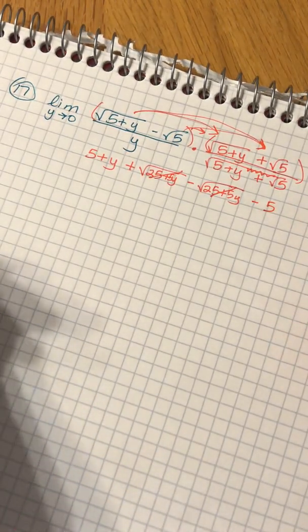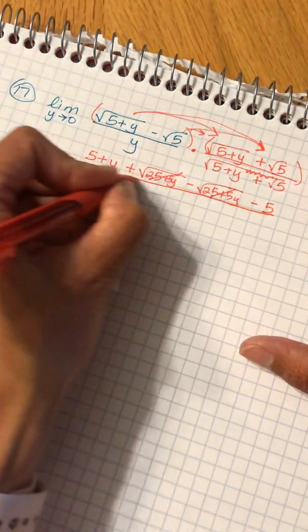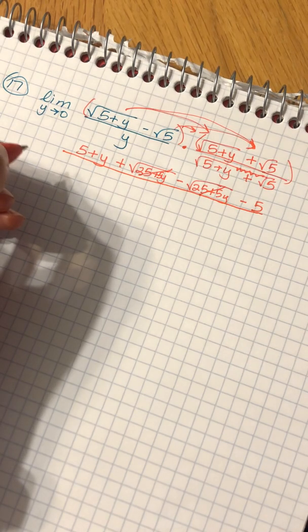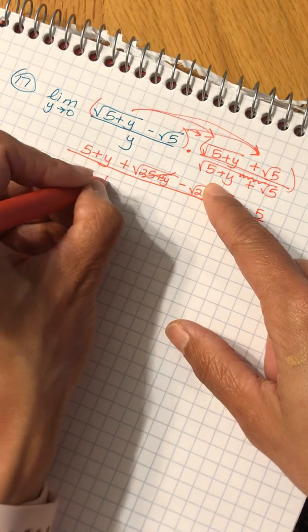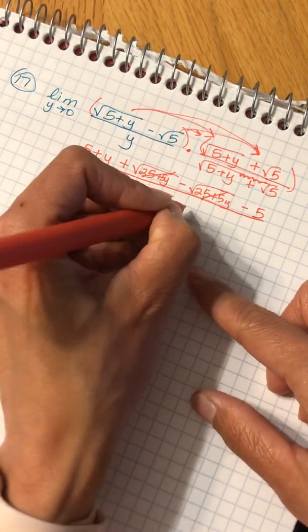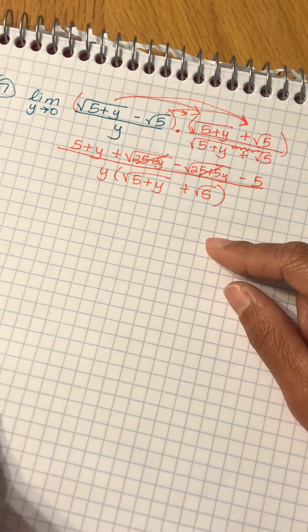Okay, so this is the numerator. And I'm going to leave that alone for a little bit. Yes, there's things to cancel still. I'll come back to that. In the denominator, I'm just going to write this as y times the square root of 5 plus y plus the square root of 5. I'm not going to distribute. I'm going to keep it like that.